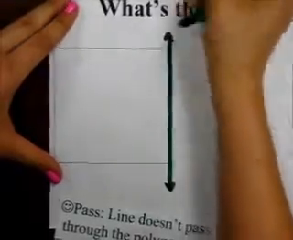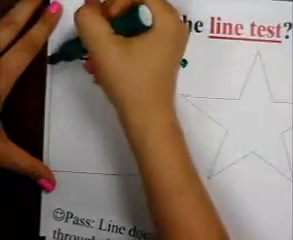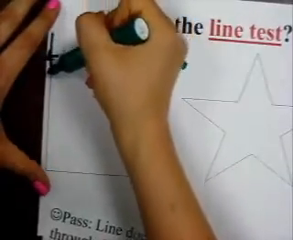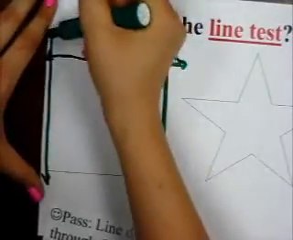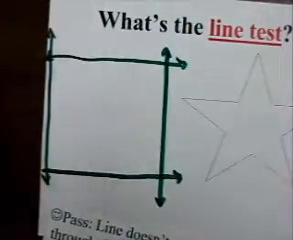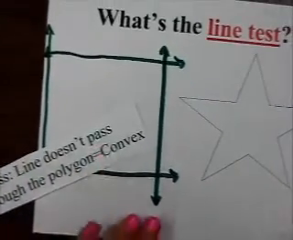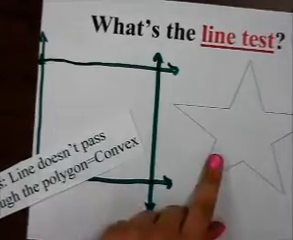I'm drawing a line on all the outside edges of the polygon. As you can see, nothing has crossed the center of my polygon yet. And as I'm finishing, nothing has crossed the center. Therefore, this has passed the line test, which means it is convex. Let's take a look at this next polygon.